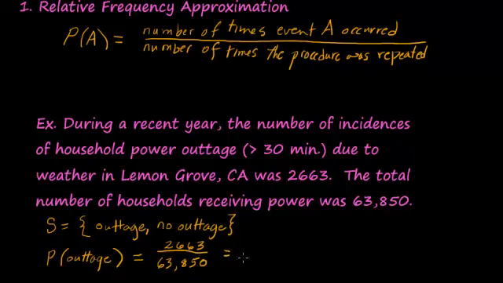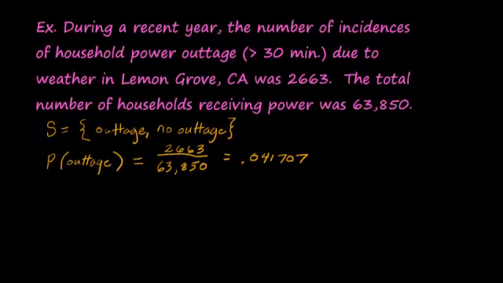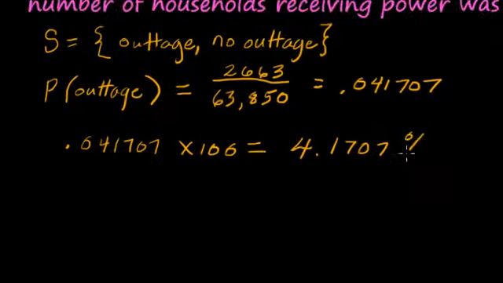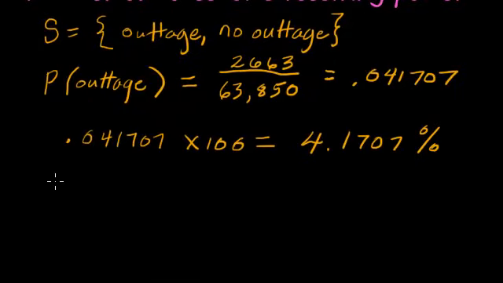That would be 0.0417707, and it goes on. And so we might then want to draw a conclusion from that. An appropriate conclusion, if we decide to change this to a percentage, is to take 0.041707 times 100 to convert this to a percent, and I get 4.1707%.